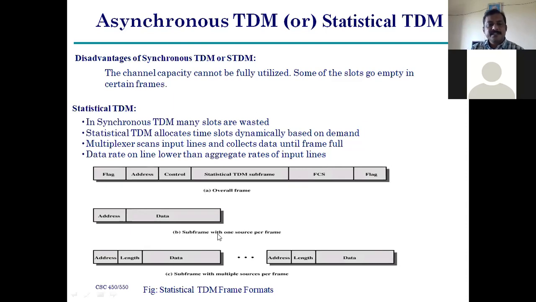For that information there is a frame structure, the overall frame structure. In this frame structure, the first field contains flag information, the second field contains address, and the third field contains control information. And next is the statistical time division multiplexing buffer frame. The next fields are the frame check sequence and flag. This is the structure. For easy understanding, remember the first and last fields are flags.